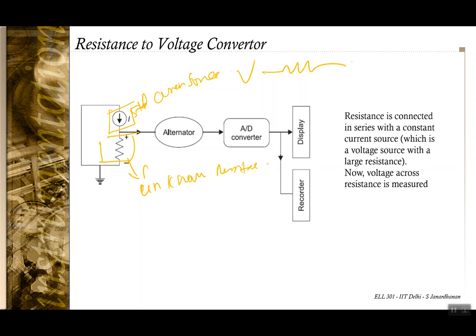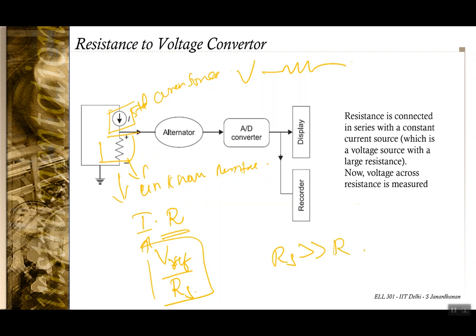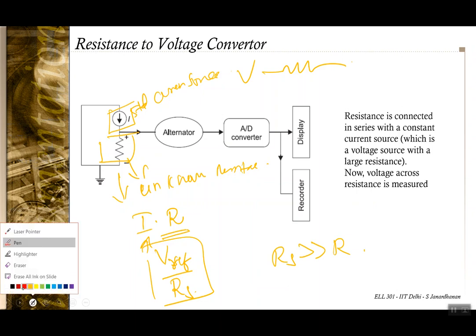Now the voltage across this resistance is approximately equal to I times the resistance R. And this I is some reference voltage divided by R series. Now R series is much greater than this R. So just to be clear, let me draw the intended circuit.